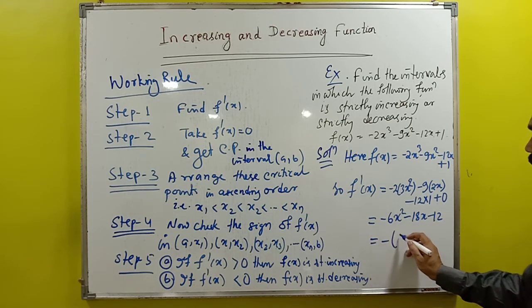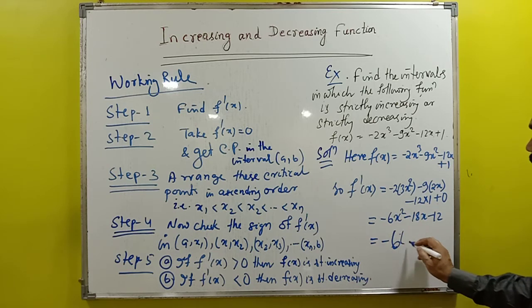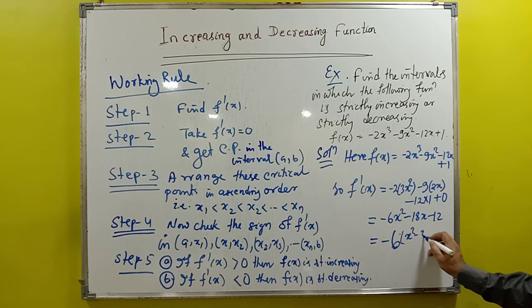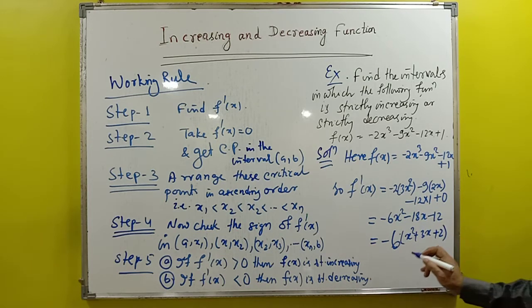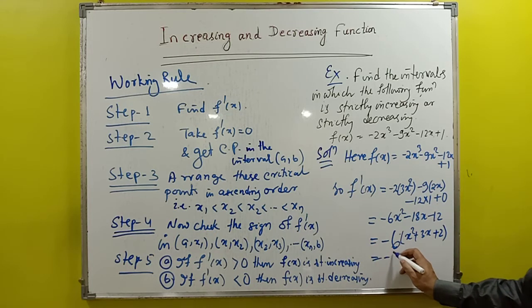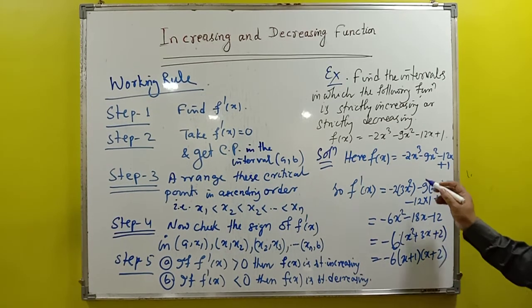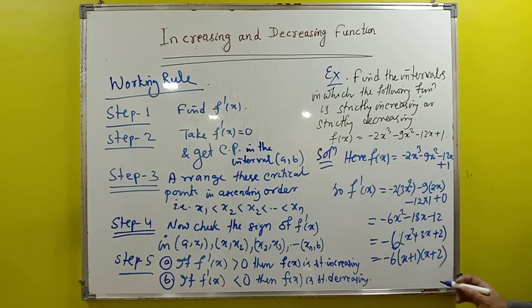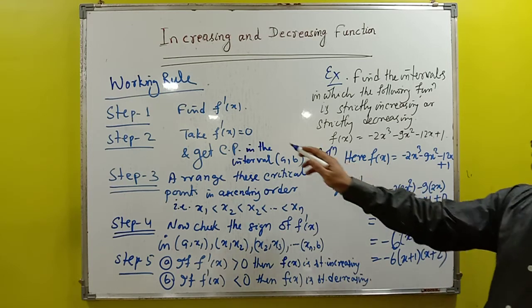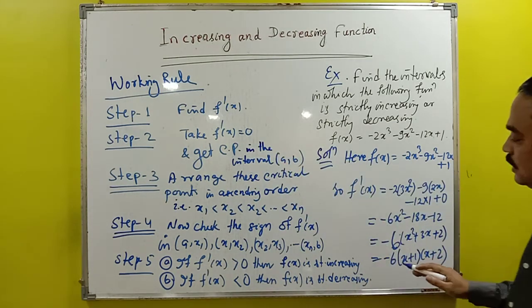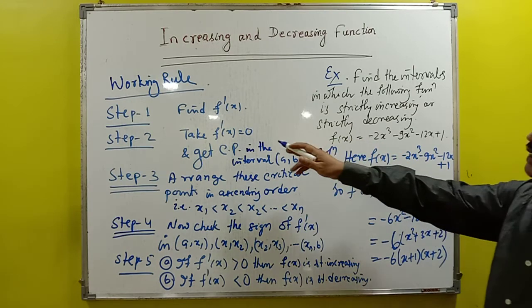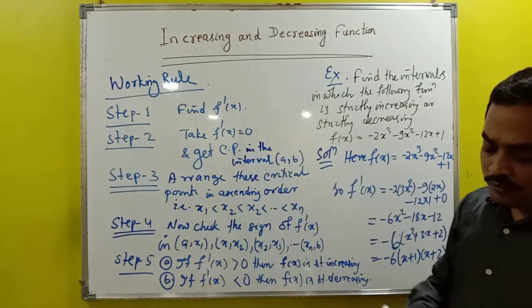Taking minus 6 common, it is x square plus 3x plus 2, and further it is factorized as minus 6 into x plus 1 into x plus 2. So this is the factorization and simplification of f dash x. This is just step 1 over: find f dash x, and I did the simplification. Next step, it is telling us to take f dash x equal to 0.